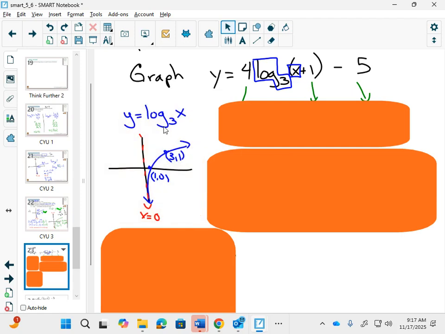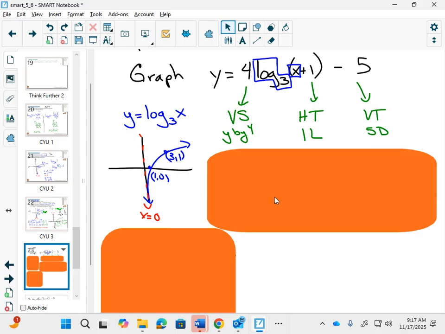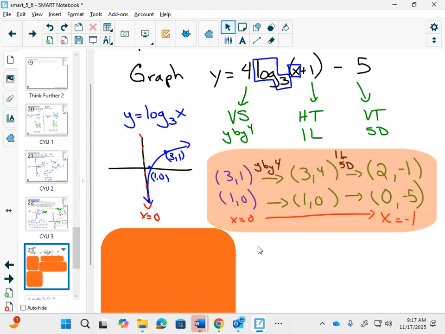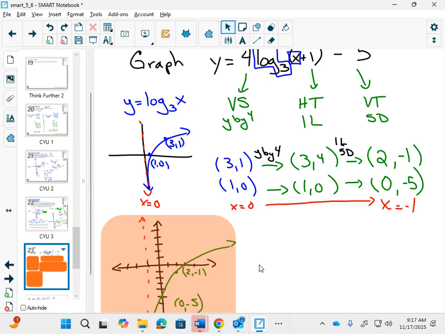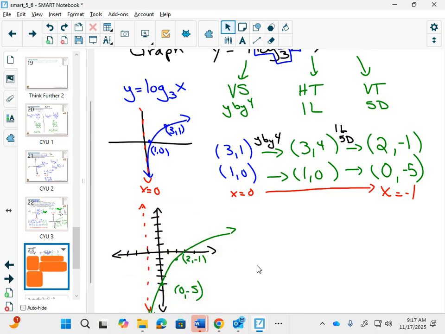Let's see how you did. Here's your basic graph, which I put the blue boxes around. So we got a vertical stretch by 4, 1 left and 5 down. If you look at where those points go, this is your new graph. So again, this question would expect you to label that x-intercept. And interestingly, the x-intercept of this one isn't the nicest to find.